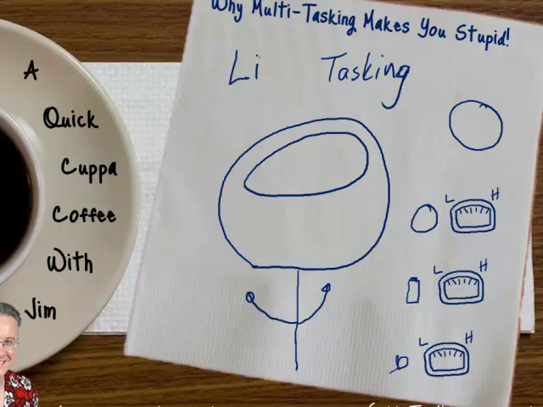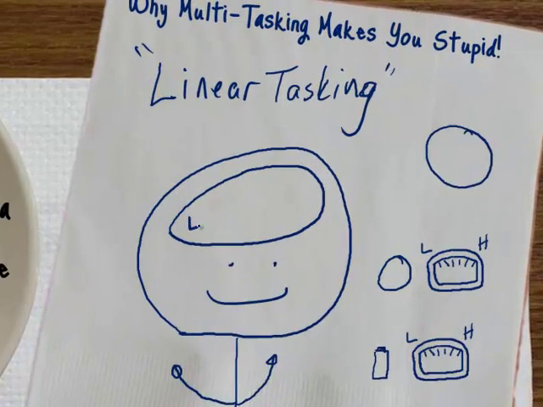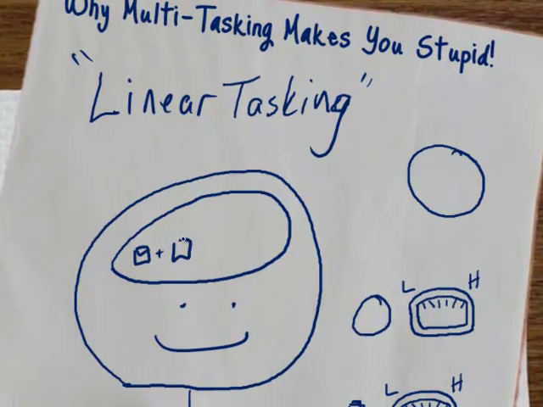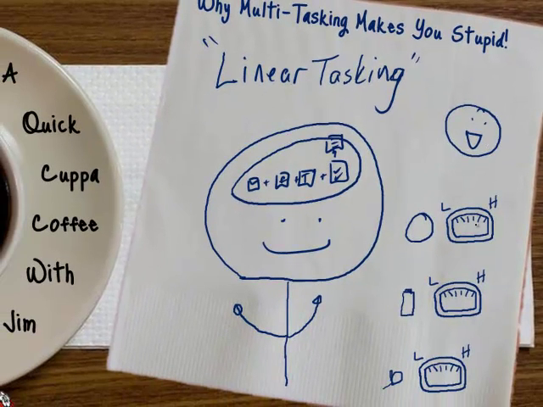What you need to do instead is something called linear tasking. Linear tasking is basically where you break everything down and you do it in order. So first you do your email, then you do your Facebook, then you do your Twitter, then you do your blog comments, then you do your editing. That's how you're actually going to get stuff done and be effective. And when you do this, your happiness meter is going to be high, your energy meter is going to be high, and your overall effectiveness meter is going to be high.